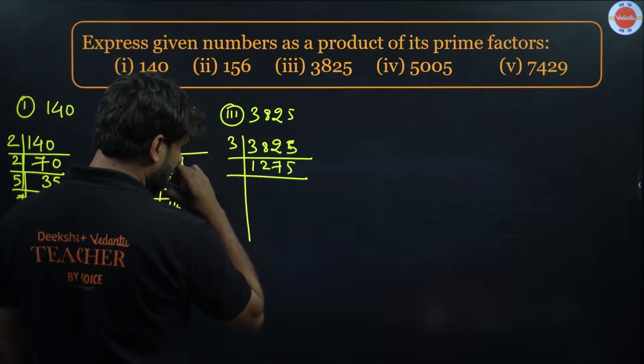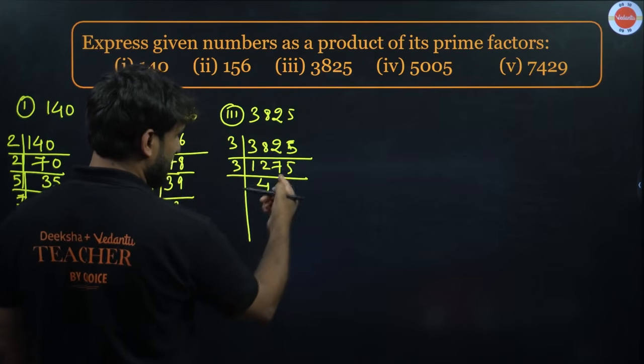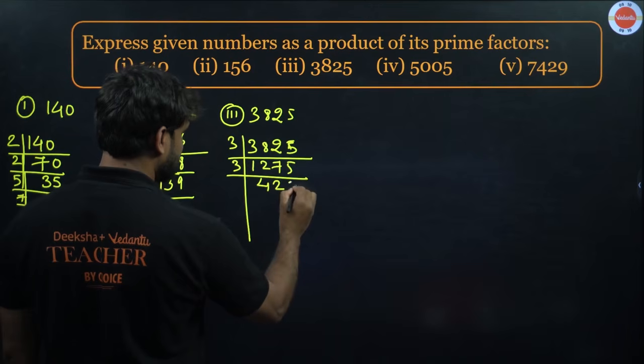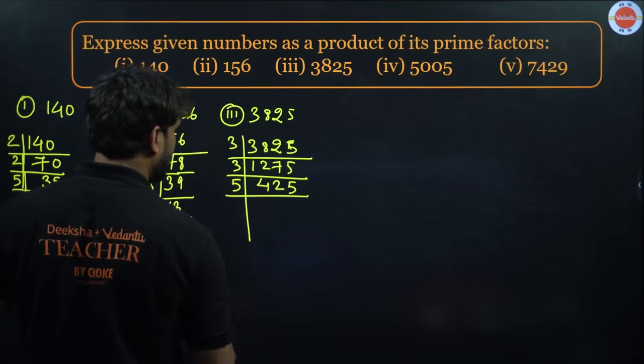Now again, can we check 3 fours are 12? Yeah, 3 can also divide again. 3 fours are 12, and this is 3 twos are 6, and this is 3. Now can we check again for 3? No, 3 cannot divide now. So 5 can divide this number.